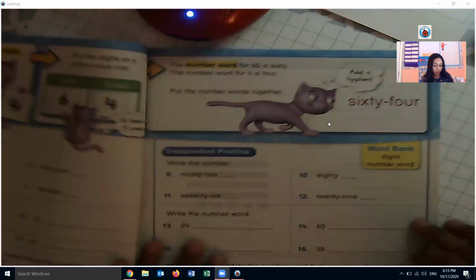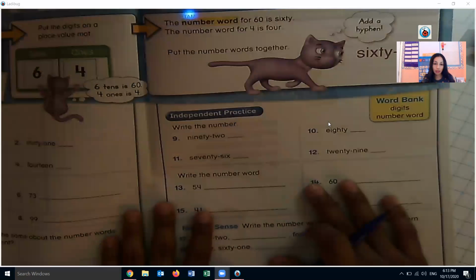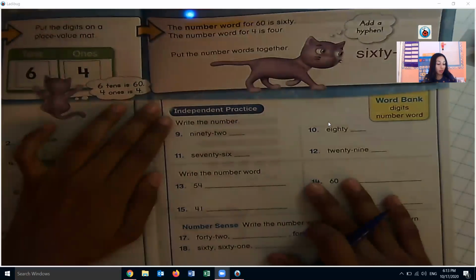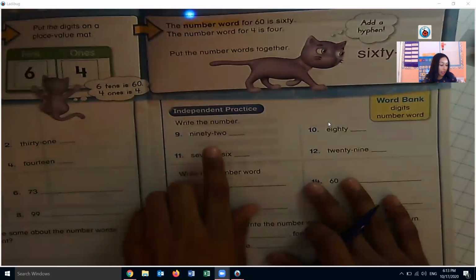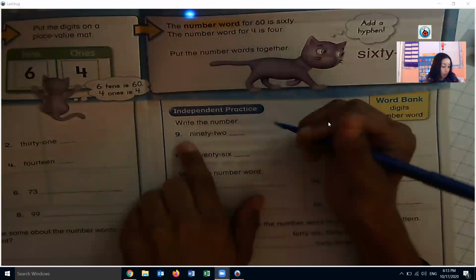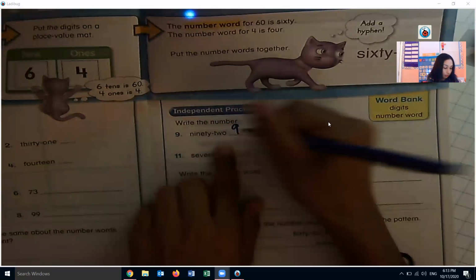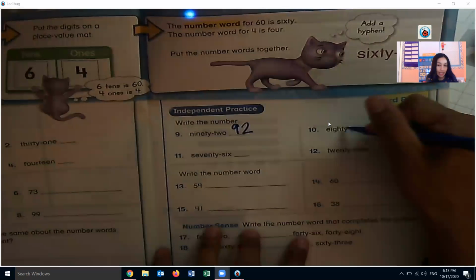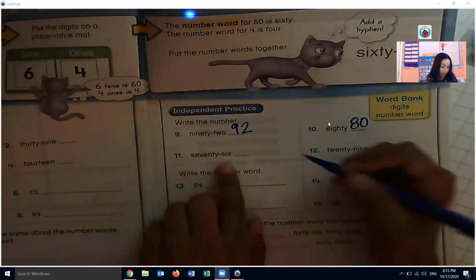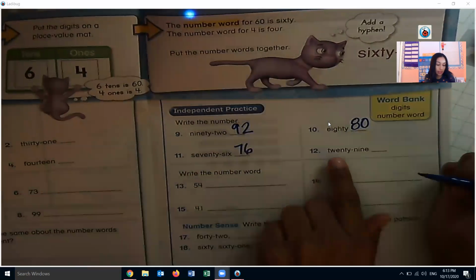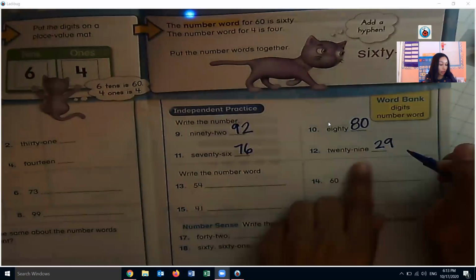Okay. So we are on the independent practice. So write the number, so the digit, the actual number. That looks kind of like this, right? 92. So if we read it, 92, 92. 80, 80. 76, 76. 29, 29.